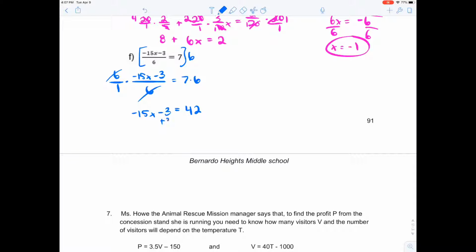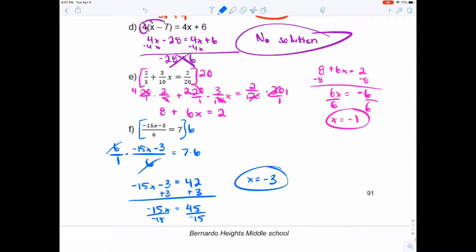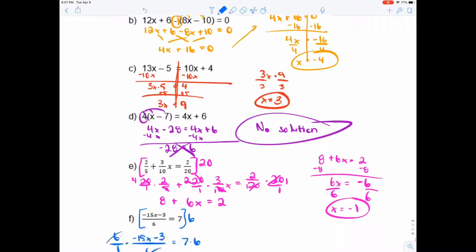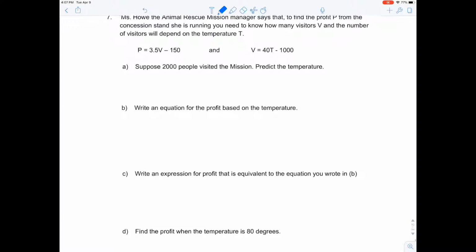Okay? So let's go ahead and add 3 to both sides. So now I have -15x is equal to 45. When you divide both sides by -15, your final answer is x is equal to -3. And there we go. Hopefully you're doing okay so far. Okay, we are almost done. Final page.